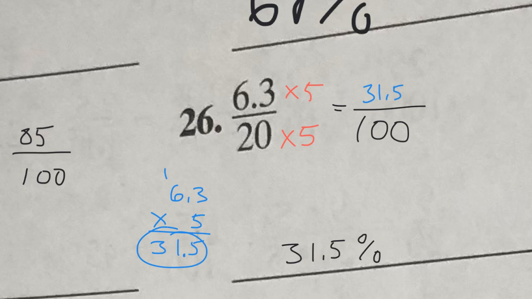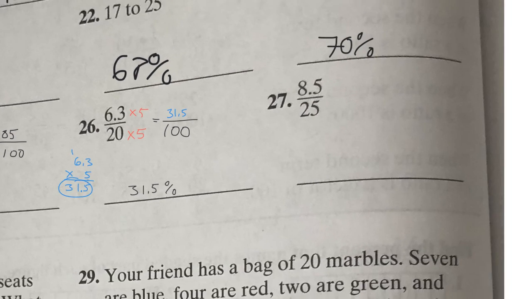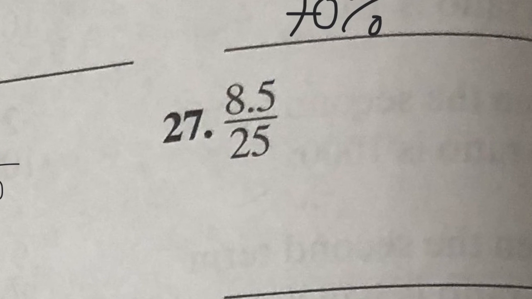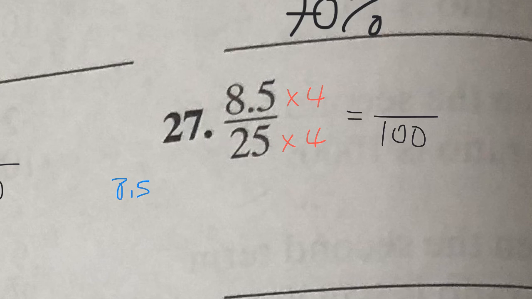It's not often we get these percentages that feature decimals inside, but it can happen. We'll do this one too. So we have times 4 because we want that 100 down below. The question is, what is 8.5 times 4? I'm going to temporarily imagine it's 85.